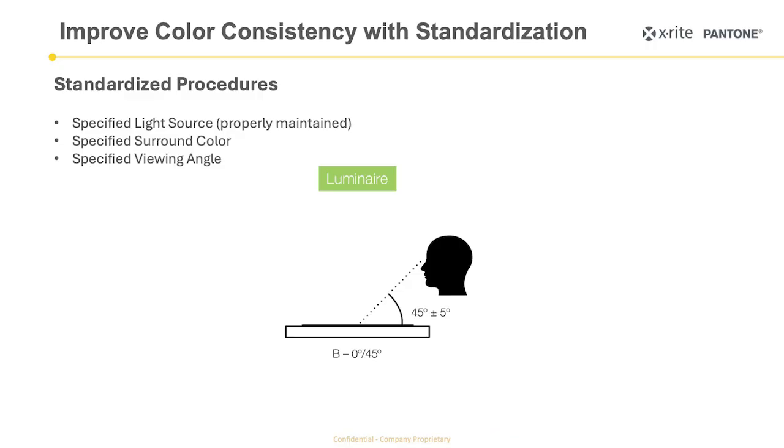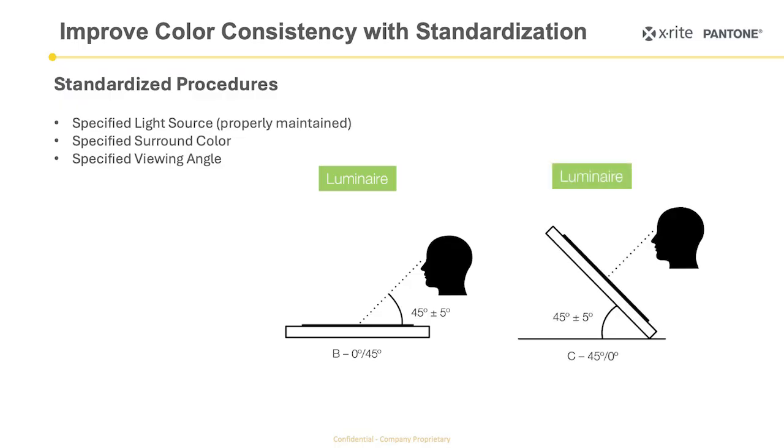So when you look at it in a luminaire, you're illuminating from 0 and looking at it at a 45-degree angle. That shows us color and appearance, which is how we see color. You can change it from 0 to 45, which is still 45 degrees. You always want to look at something at a 45-degree angle.